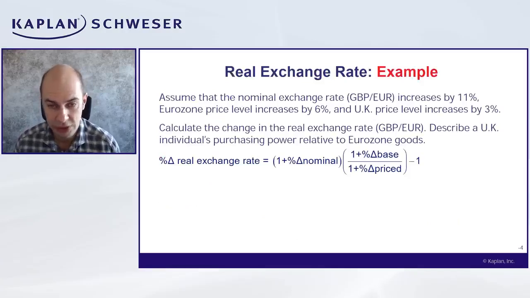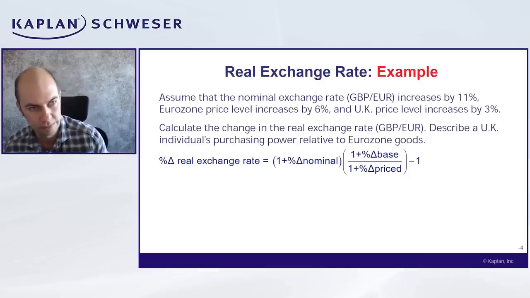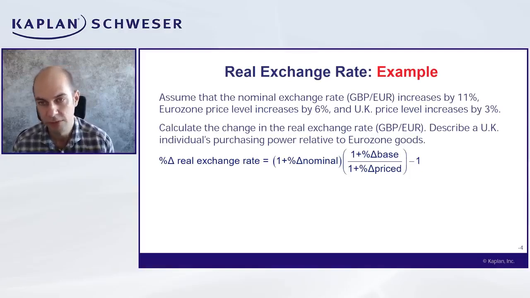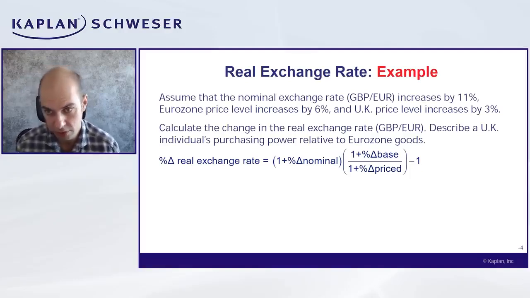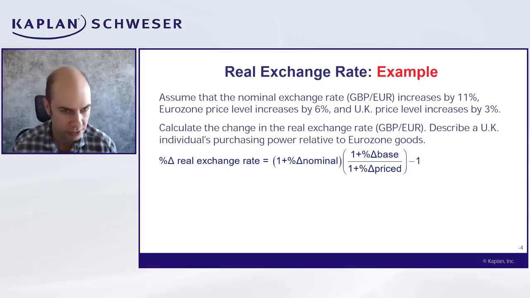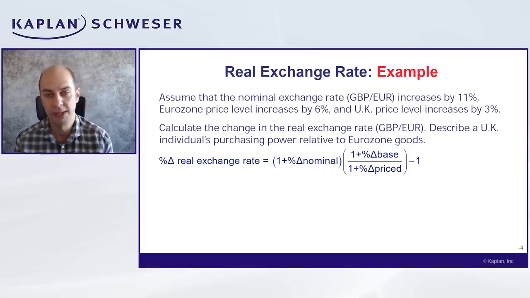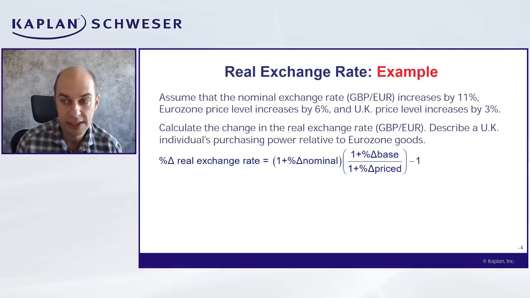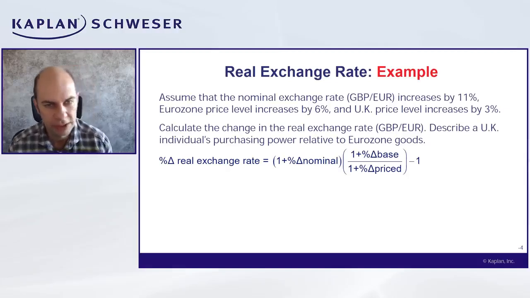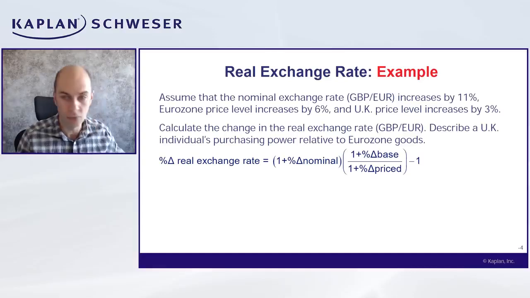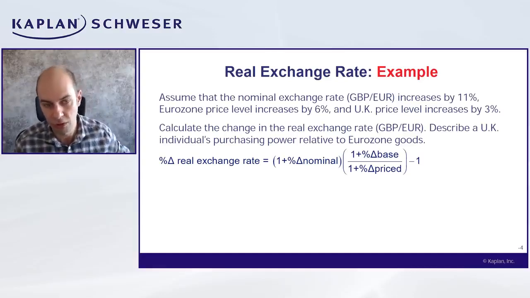Okay, so let's get into a little example then. We're going to work out the real exchange rate. I'll assume that the nominal exchange rate GBP per euro increases by 11%. So that's our nominal going up by 11%. Eurozone price level increases by 6%, and UK price level increases by 3%. Calculate the change in the real exchange rate described by UK individuals' purchasing power relative to purchasing Eurozone goods.